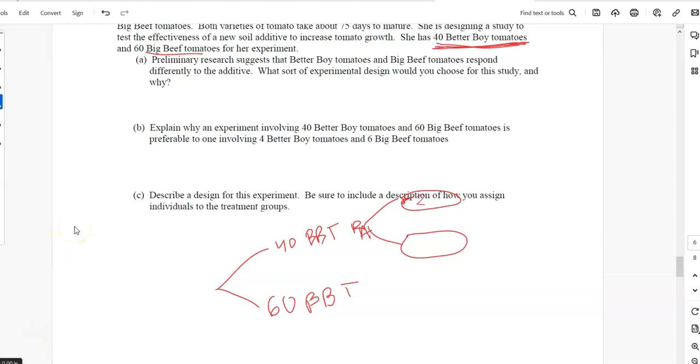And by the way, this would be 20 and 20, right? And this one's going to be 30 and 30. We're going to choose half in each. It's a fair way to do it. And so you have to describe a method of doing that.